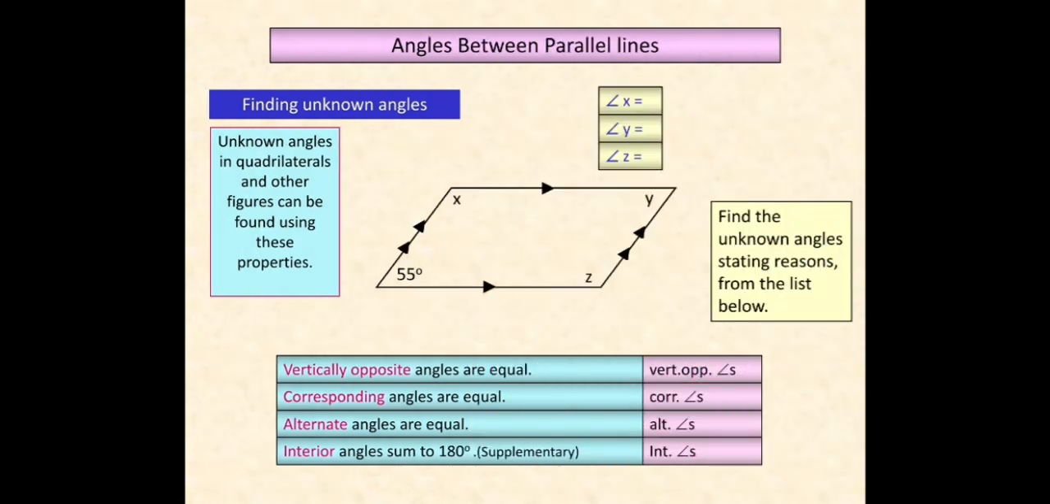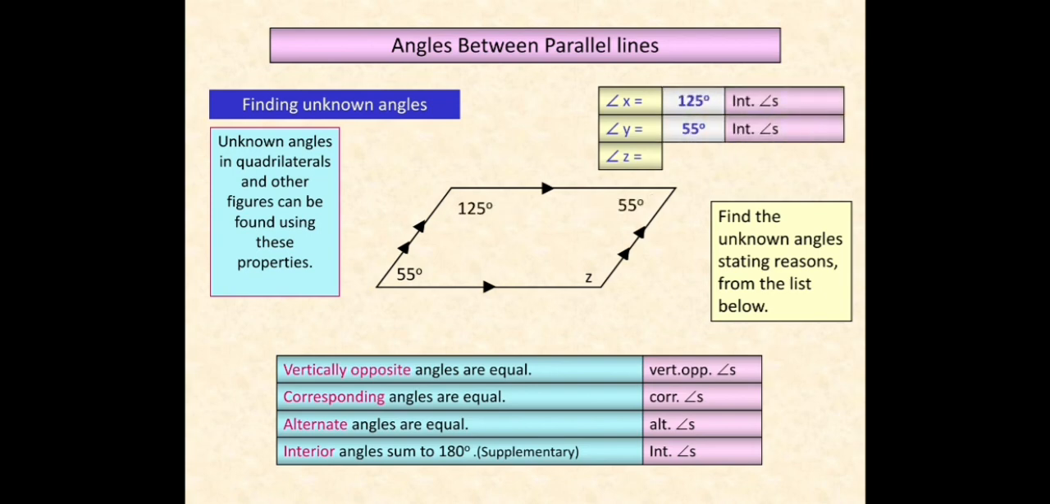Also in this example here, you can see it's a parallelogram where opposite sides are parallel. First, if you want to find X, it's 180 minus 55, since they are interior angles, it's 125. Also, if you want to find Y, as you can see here, Y is also interior, it's 55. And Z is also 125, also since they are interior angles.